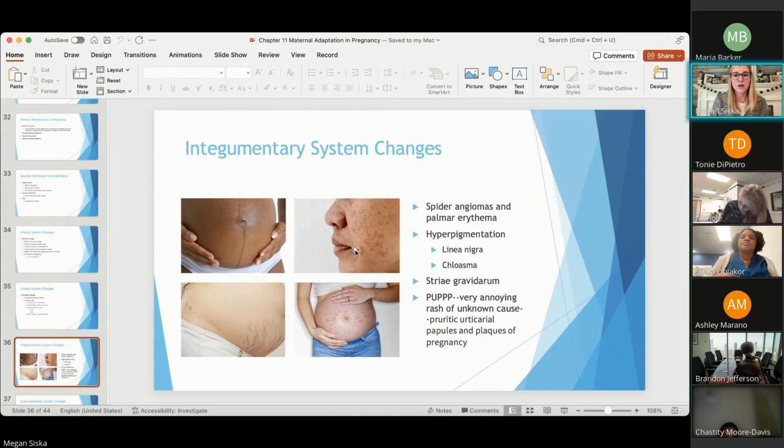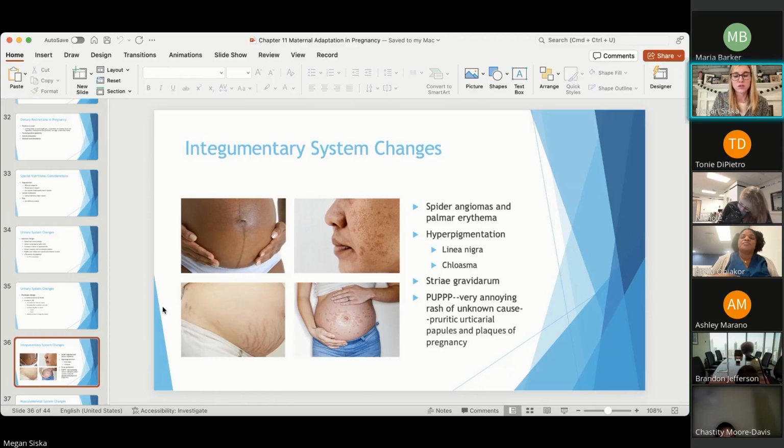And then something called chloasma, or you may see it as melasma. It's the same thing. It's this hyperpigmentation on the face. A lot of times it's on the cheeks here. Striae gravidarum is a fancy way of saying stretch marks. So those can be on the belly, thighs, breasts, and those typically will lighten up after pregnancy as well, but they don't completely go away.